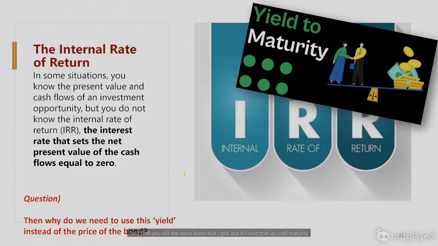Then let's change the question. If I tell you it's still the same bond that I got, but if I hold it until maturity, I should be able to expect at least a 7% interest rate, yield to maturity.